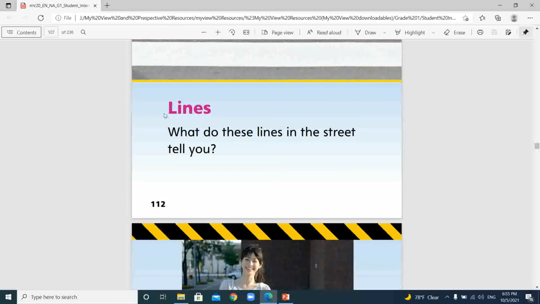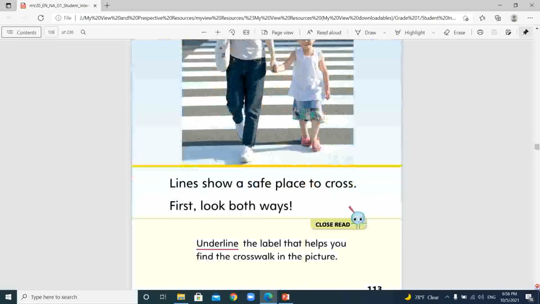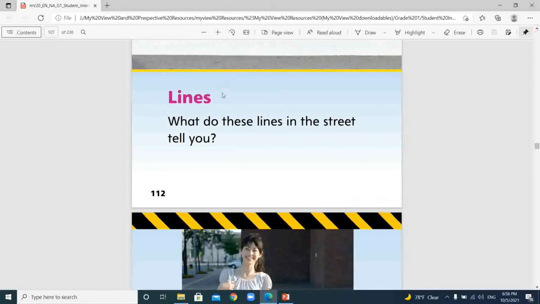Here is the first heading. It says lines. The heading is like a small title that tells you what the section is about. What are these lines about? It says here, what do these lines in the street tell you? Okay, so there are lines on the street. If the picture in my book is different from your book, don't worry. We have the same sentences. Lines show a safe place to cross. First, look both ways. So, on the first page, it says here in the heading, lines.